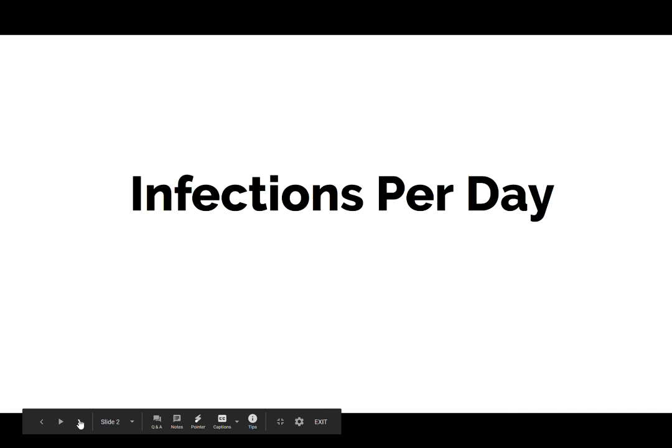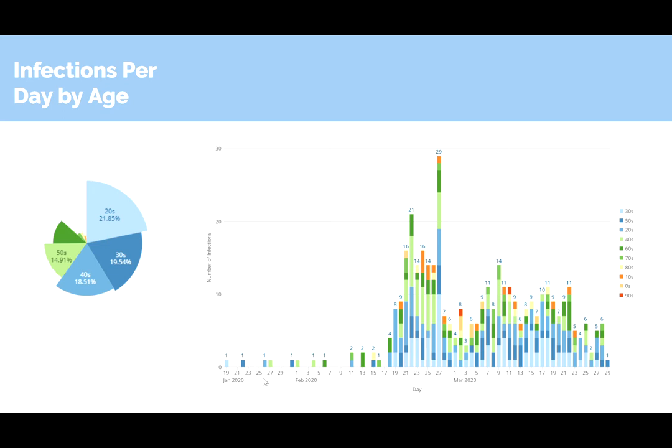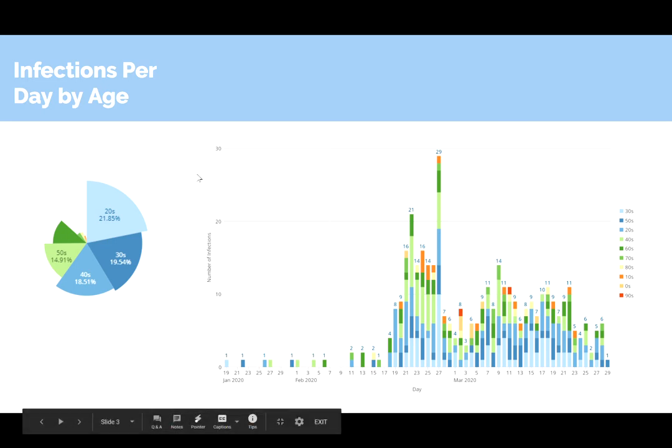So I first started with infections per day. How I did this was I just looked at the symptom onset date. This is just a more accurate representation of when the patient was infected. And then I graphed this against the number of infections for that day.